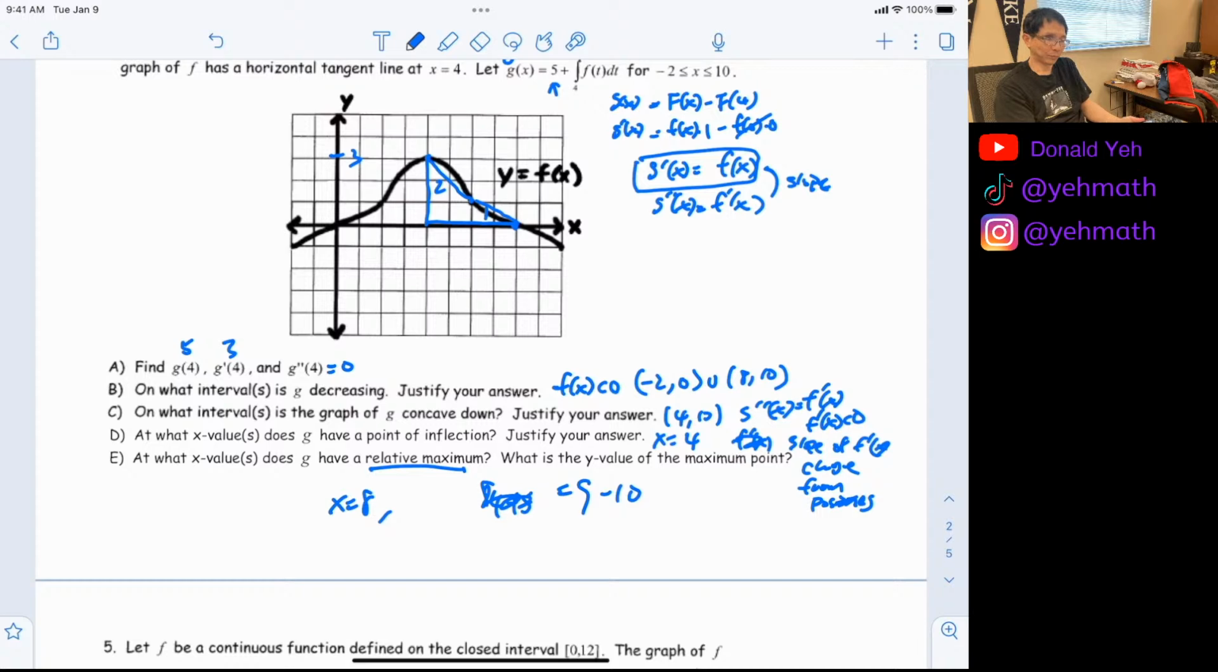When you find the value of the relative maximum, you're calculating the value that it starts with. Hold on, finding what? The y value of the maximum point. It's the output. It's all the areas combined.